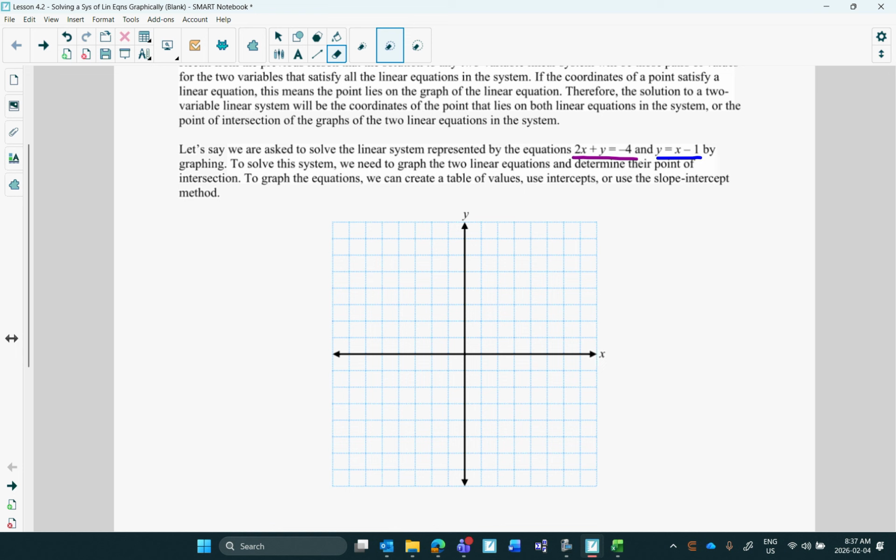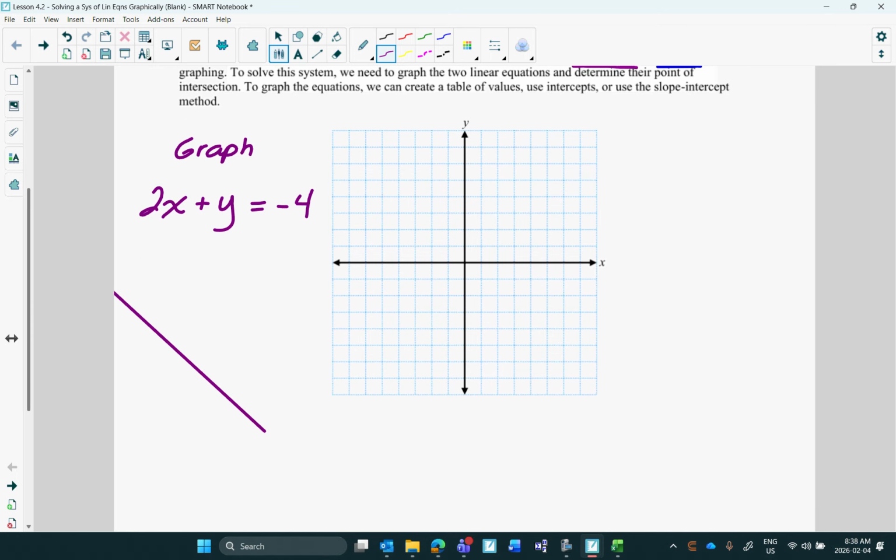So to solve it by graphing, here's what we do. We have to graph each equation. So the first thing we're going to do is graph the equation 2x plus y equals -4. And remember, you've got 3 different ways that you know how to graph. Table of values, find the x and y intercepts, slope intercept. Okay?